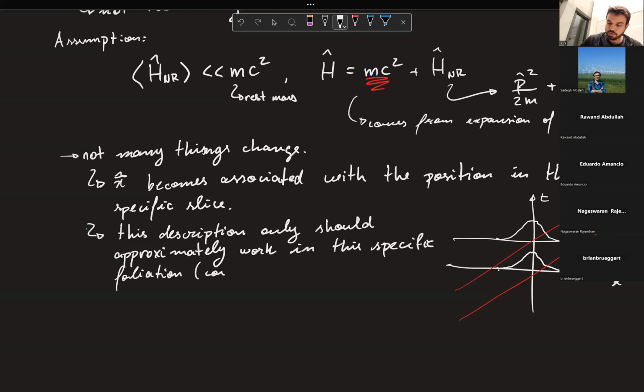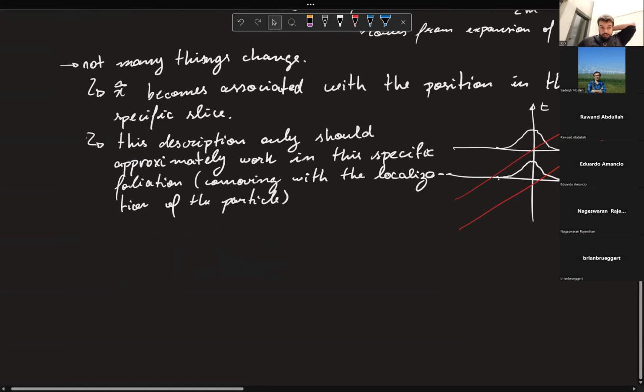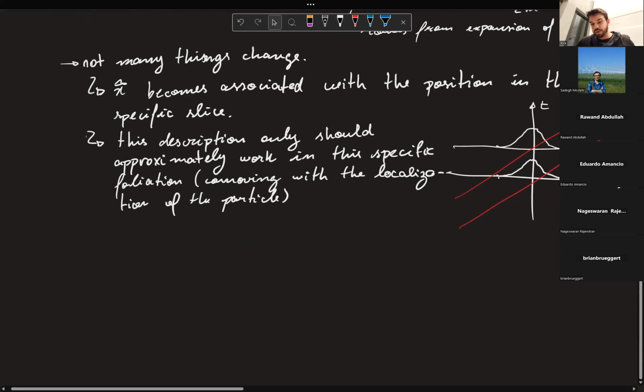Which is co-moving with the localization of the particle. Now, how do we get the system to interact with a quantum field, which is what we want?